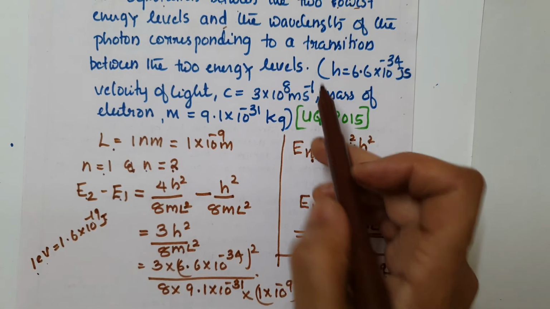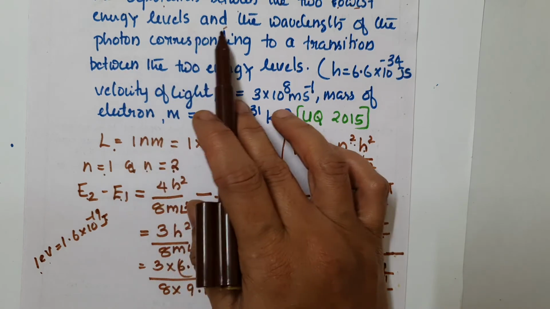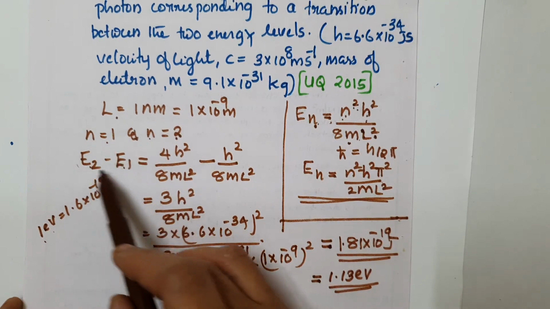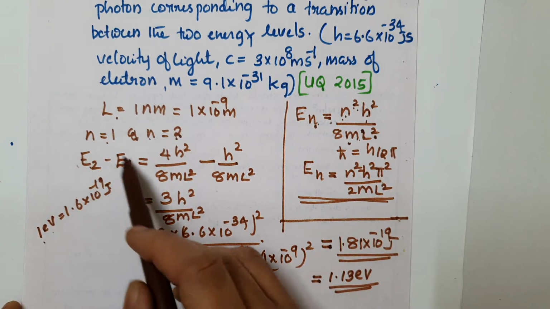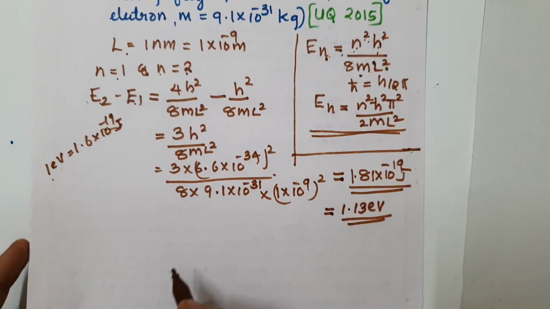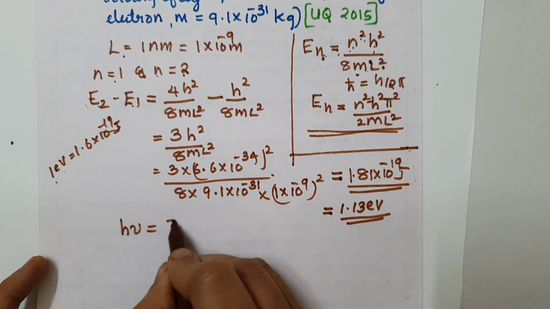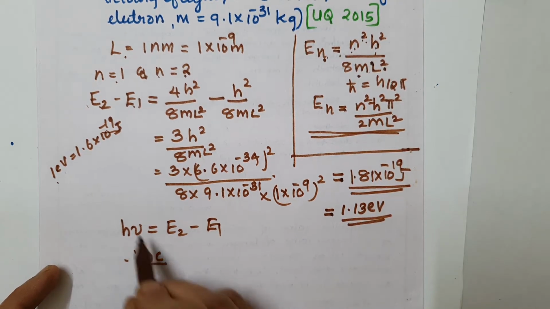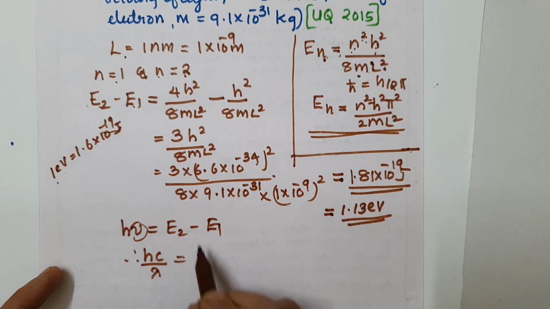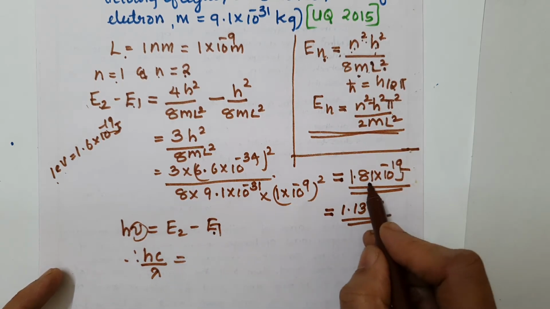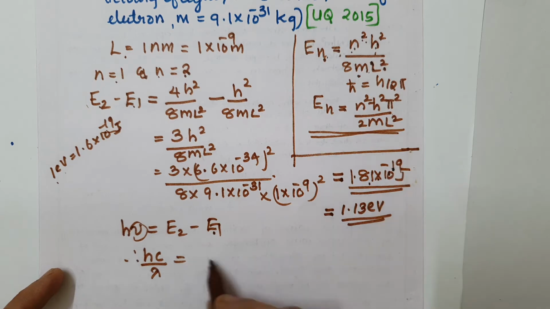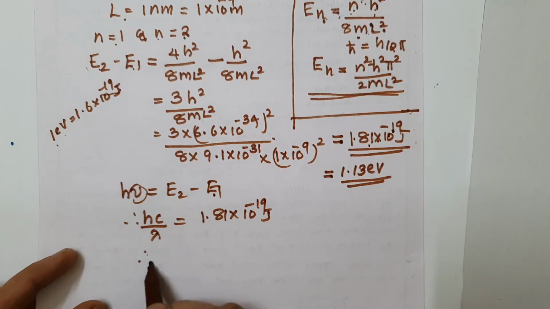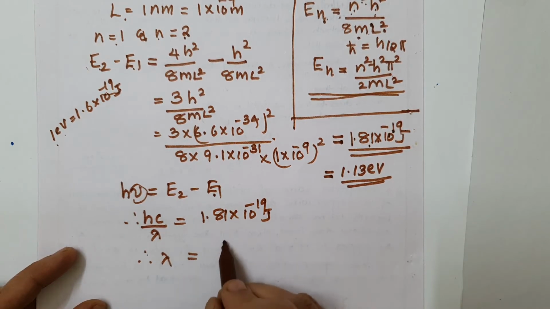Now the question: the wavelength of the photon corresponding to a transition between the two energy levels. Corresponding to this energy difference, we find the wavelength of the photon emitted. We have the equation h nu is equal to E2 minus E1, so h nu can be written as hc by lambda is equal to E2 minus E1, which is 1.81 into 10 raised to minus 19 joule. Therefore lambda is equal to hc divided by 1.81 into 10 raised to minus 19.